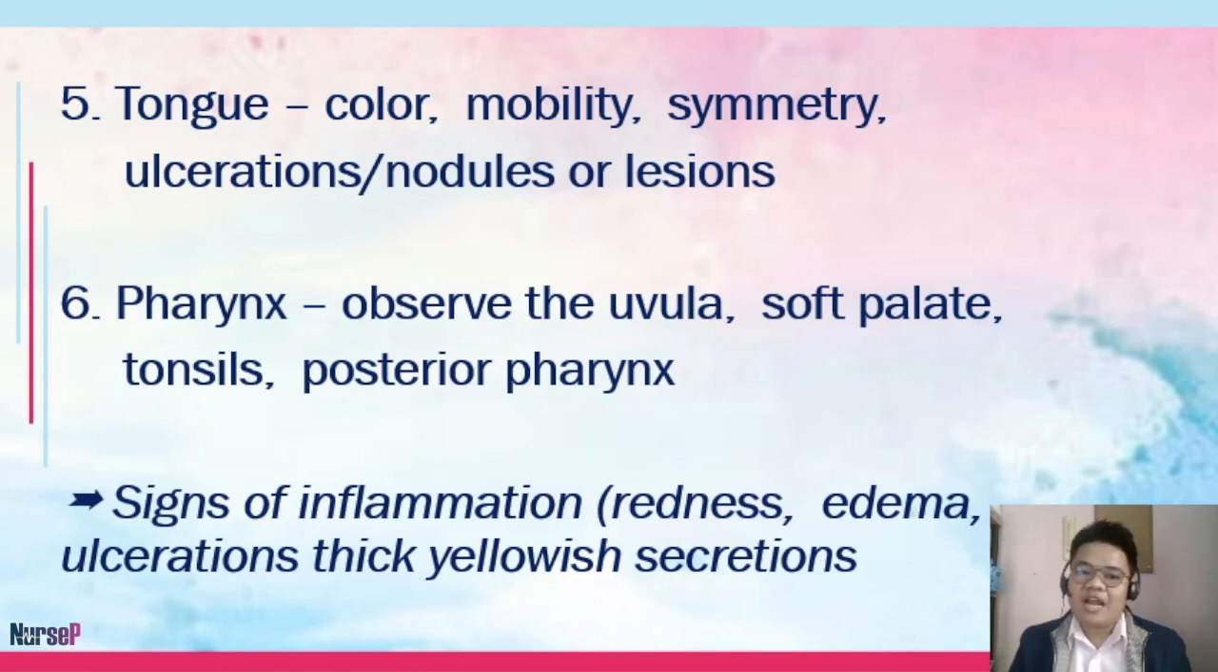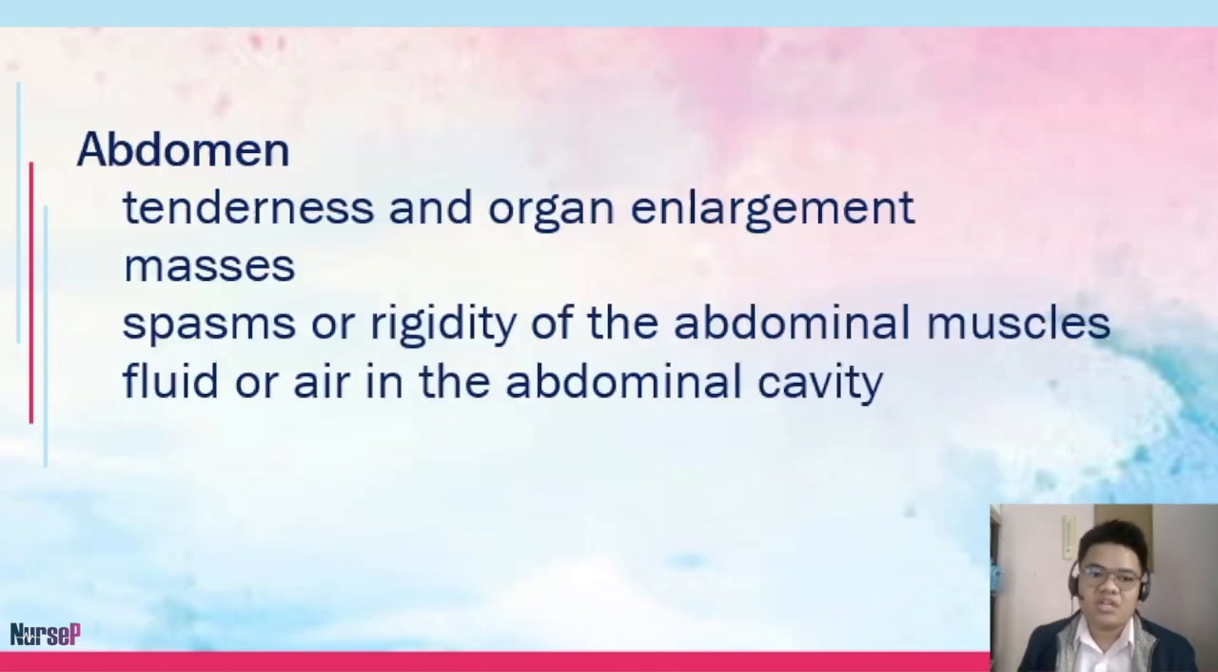We also check the pharynx and observe the uvula, the part that rises when we say ah. Okay, we check the soft palate, the tonsils, and then the posterior pharynx, and watch out for signs of inflammation, which may appear as redness, edema, and ulcerations with thick and yellowish secretions. So these are signs of inflammation and infection.